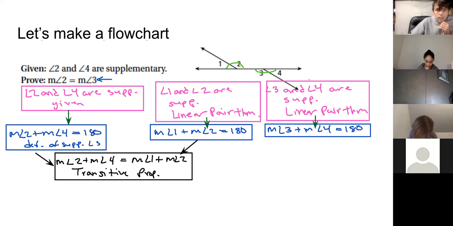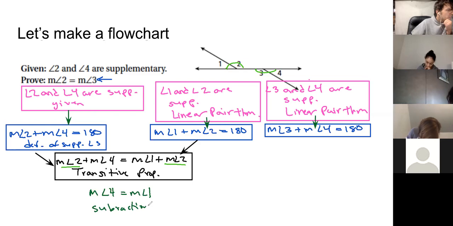Well, it's pretty easy to see that I have angle 2 on both sides here. So if I subtract angle 2 from both sides, that leaves me with measurement of angle 4 equals measurement of angle 1 using the subtraction property. Right? Again, I don't know entirely if this is leading us the right way yet. So we're still just kind of working it out.